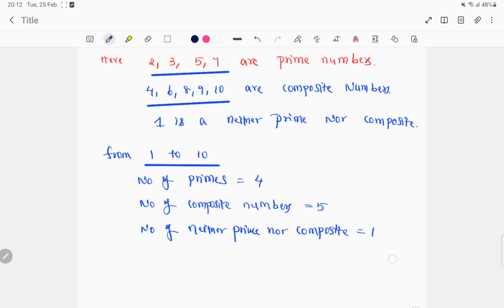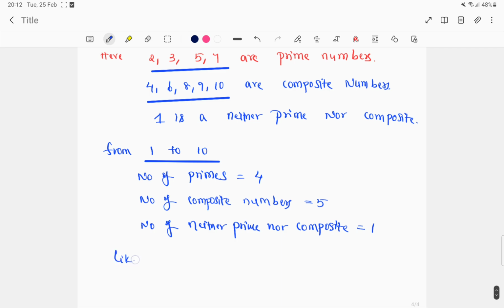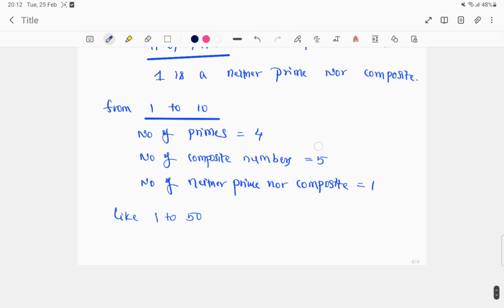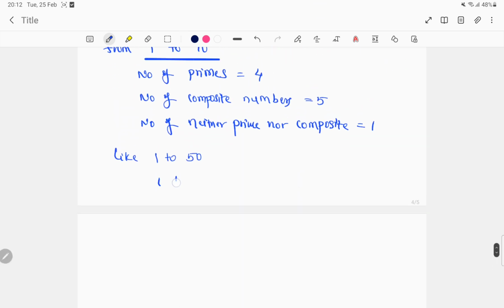Or 1 to 100 also they will ask. These three questions they can ask: number of primes, number of composites, number neither prime nor composite, only one. If you take any number from 1 to infinity, any number. But for 5th and 6th class students, these are very important. How many primes are there, how many composite numbers are there.